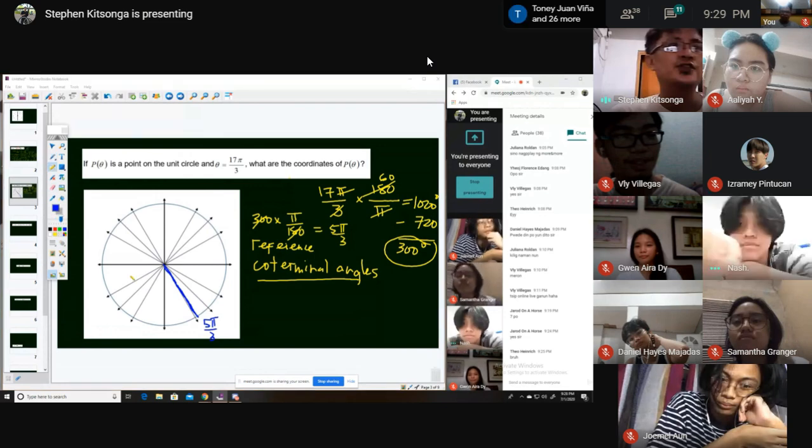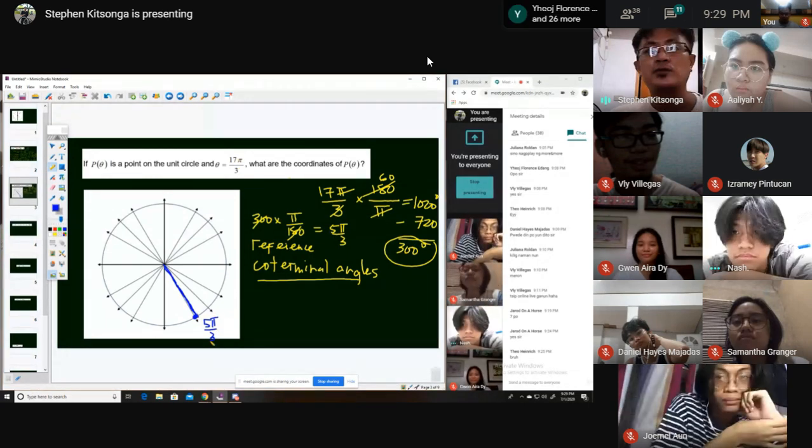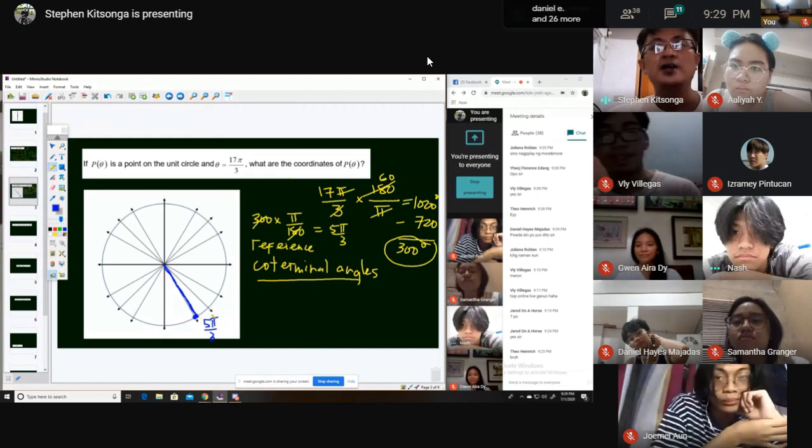It's a point on this. Ayan na yung unit circle. Ayan siya, 5 pi over 3. 17 pi over 3 is coterminal with 5 pi over 3. So I'll just refer to this 5 pi over 3. Now, ano yung tinatawag na reference angle?